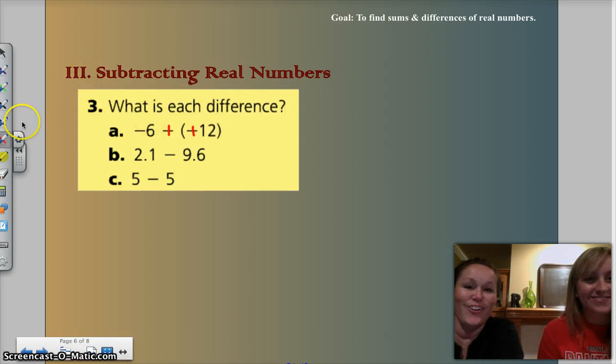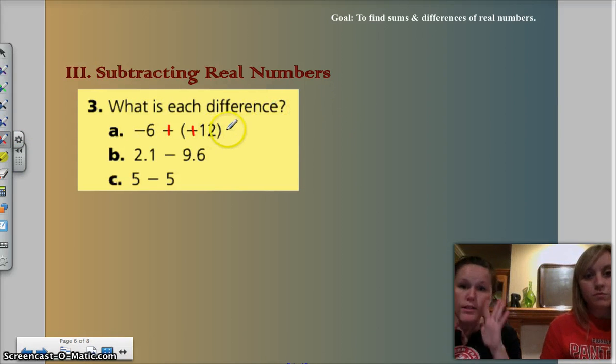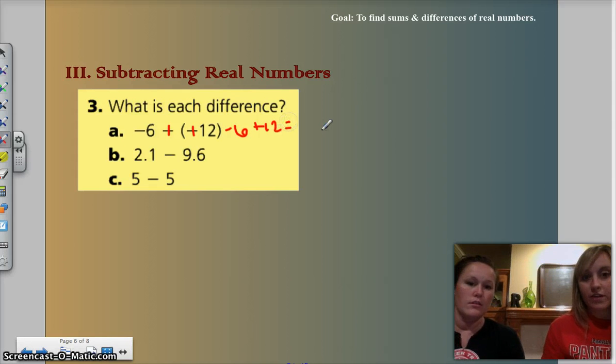Cross-curricular. All right, so negative 6 plus positive 12, which was minus negative, so you can rewrite that just like this, which now we have different signs, and then it's adding. So we're going to subtract the 2, keep the sign of the larger value. We're going to have positive 6.